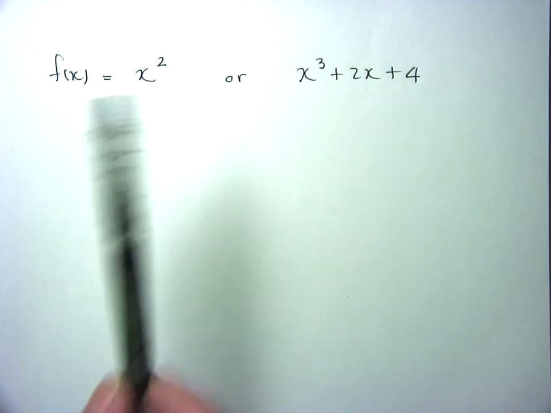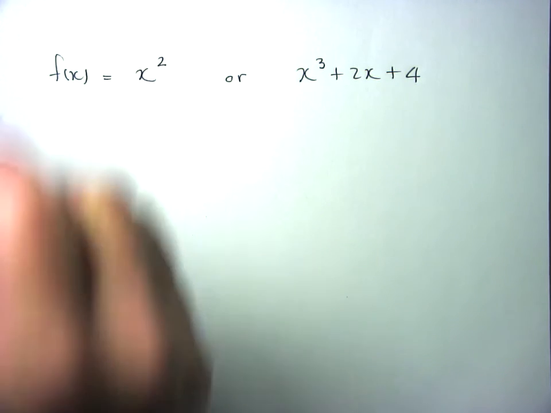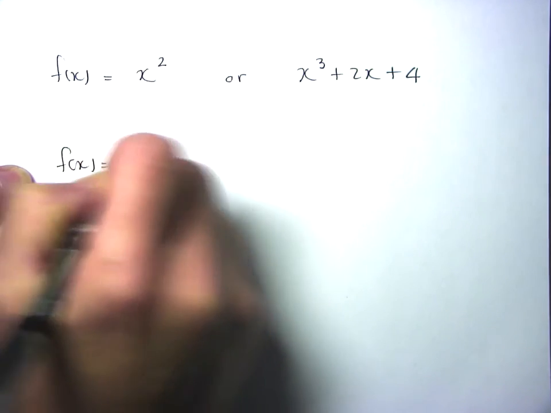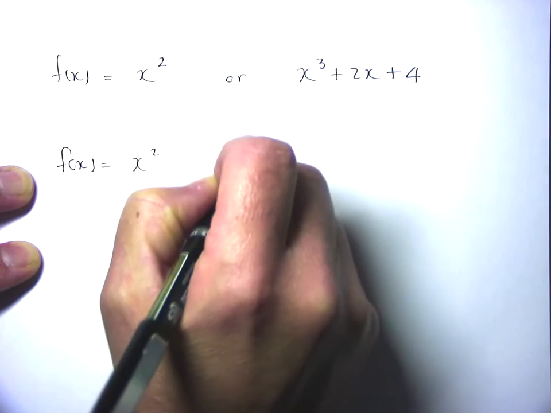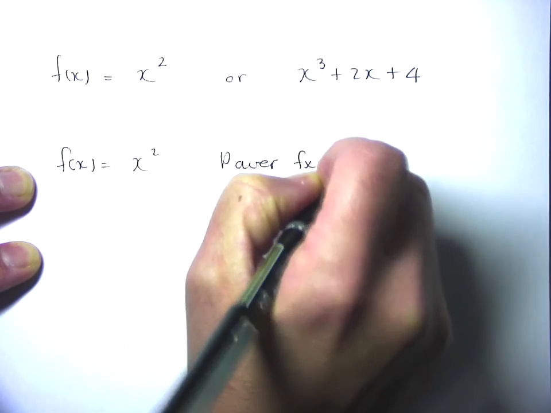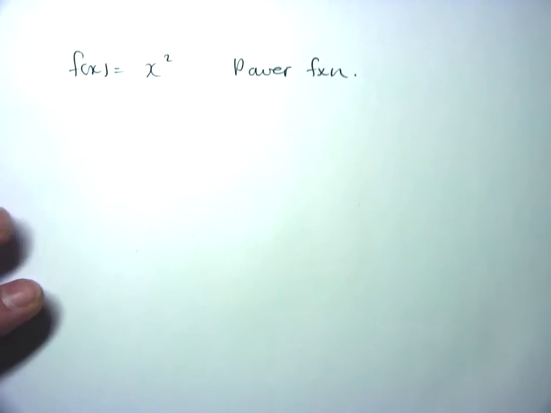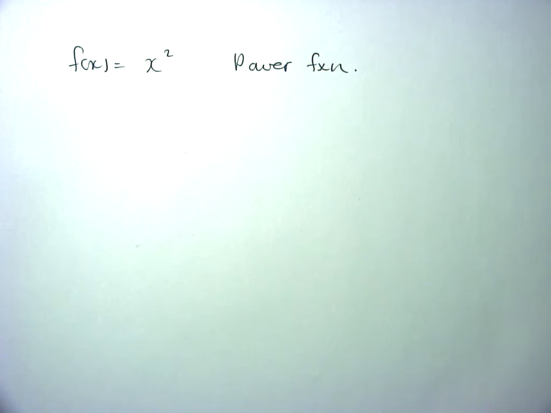This is a power function, right? All right, so write them down again. F of x is equal to x squared. This is a power function. All right, and so when we take the derivative of a power function, we use the power rule.